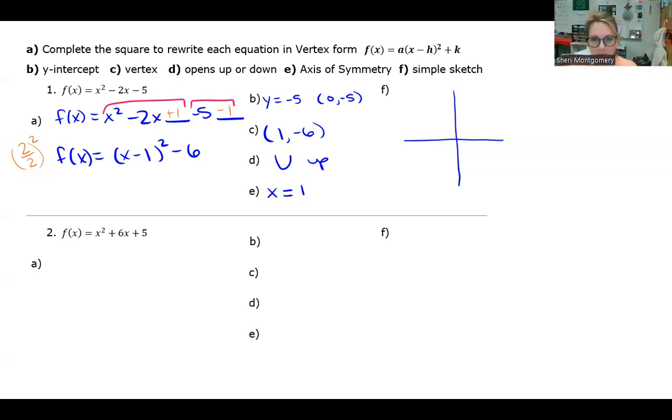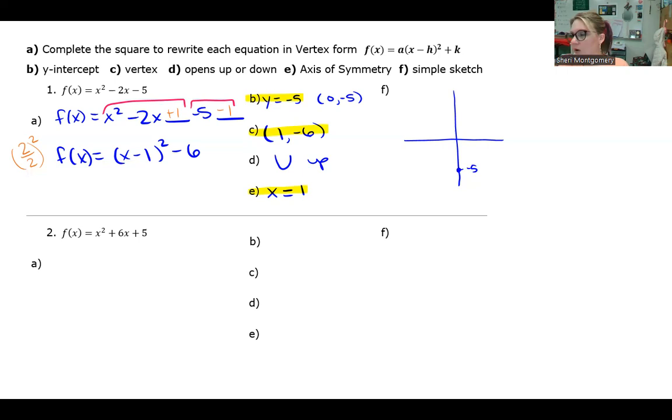So I'm going to label it with some of the things I figured out. It says that the y-intercept is at -5, so I'm going to come down here and mark that as -5. It says I'm going to go through right there at -5. I also know that I'm going to have a point. This is my vertex point, and it's going to be at 1, -6.